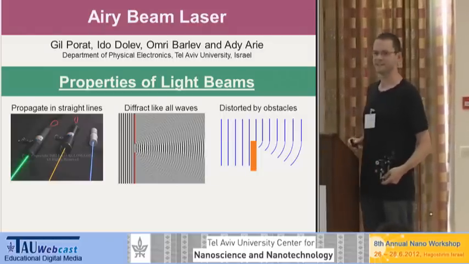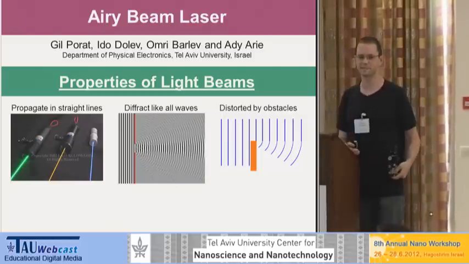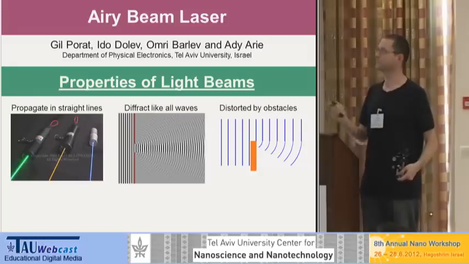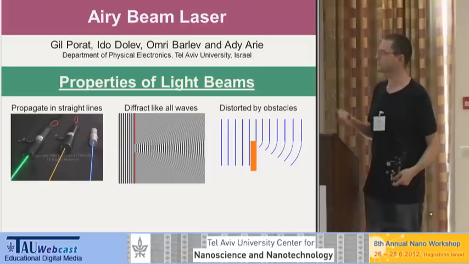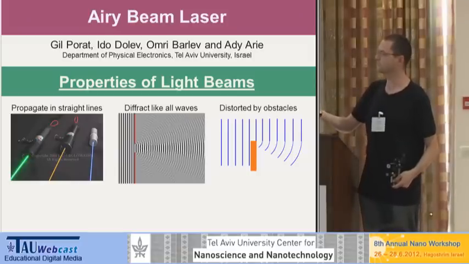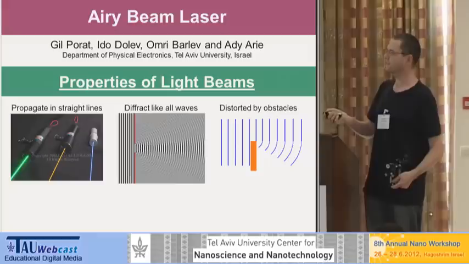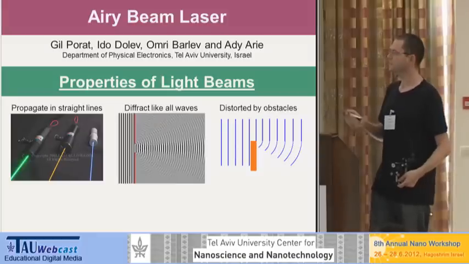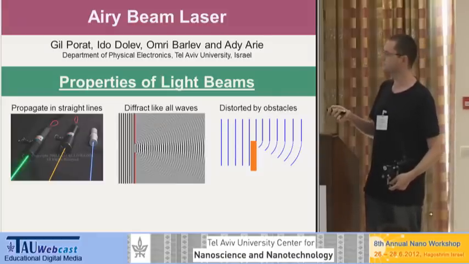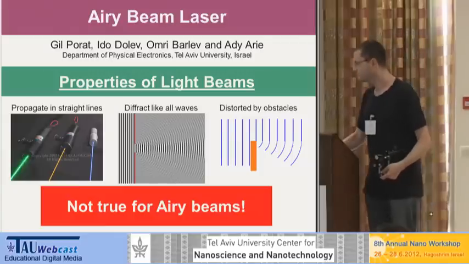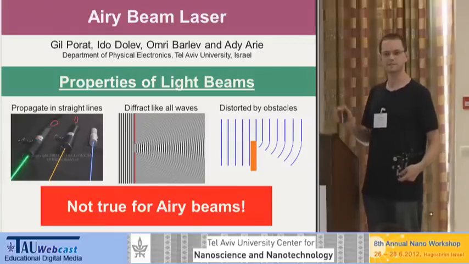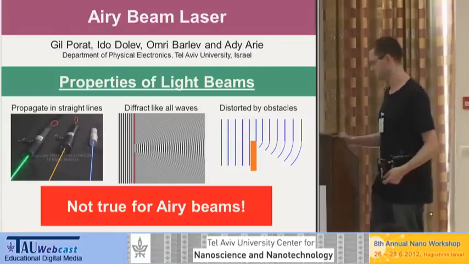Okay. Hi, I'm Gil from the group of Professor Adi Ariel, and my poster is about the airy beam laser. So let's quickly recall the properties of light beams that we all know from everyday experience: light propagates in straight lines, it diffracts like any other wave, and if you put an obstacle in the way of a light beam, it will distort the light beam. Well, none of this is true for airy beams, and that's why they are such interesting beams.